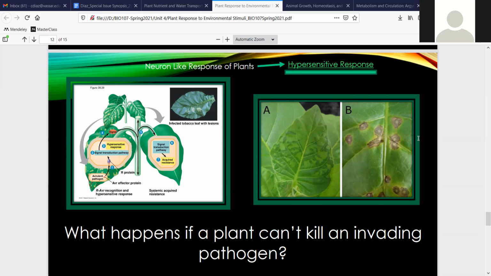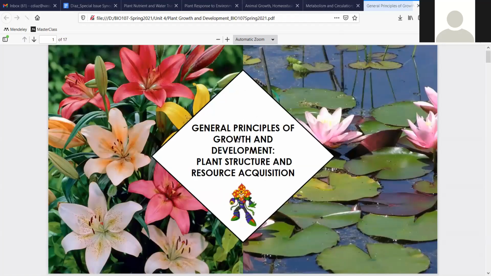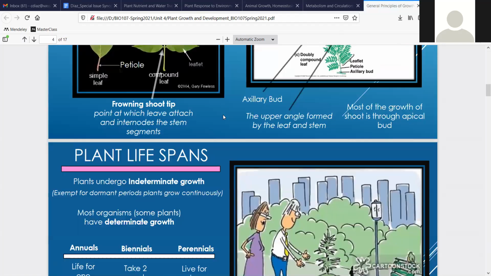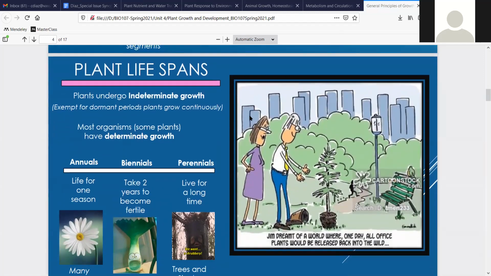All right, so then we have a question about number 13. How does plant growth differ from animal growth in life span and mechanisms? What I would like you to know about that is two things. One, first and foremost, plants undergo indeterminate growth for the most part.